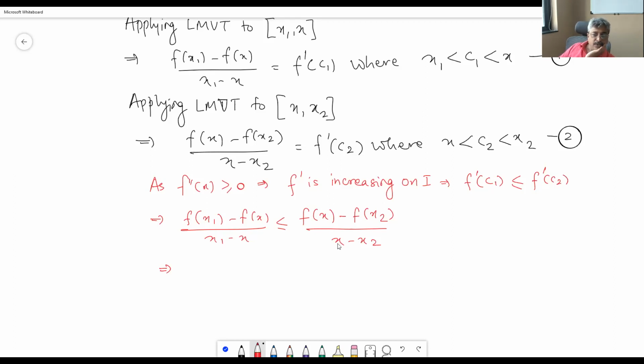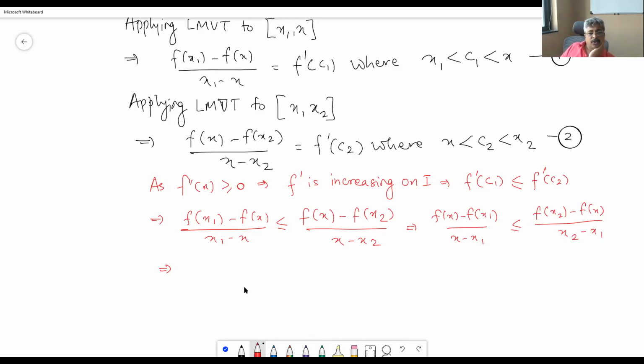Shall we make them positive? This implies f of x minus f of x1 upon x1 minus x is less than or equal to f of x2 minus f of x upon x. We have to change this also now. X minus x1, and then this will be x2 minus x. So we are playing safe.